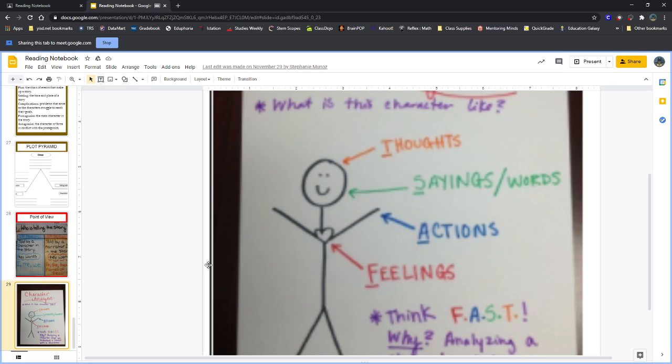From her feelings, we know that she loves her parents. From her actions, we know that she's brave. From what she's saying, or what she said in the book, we know she's an explorer. From her thoughts, we know that she's smart because she's figuring out these clues on her own.